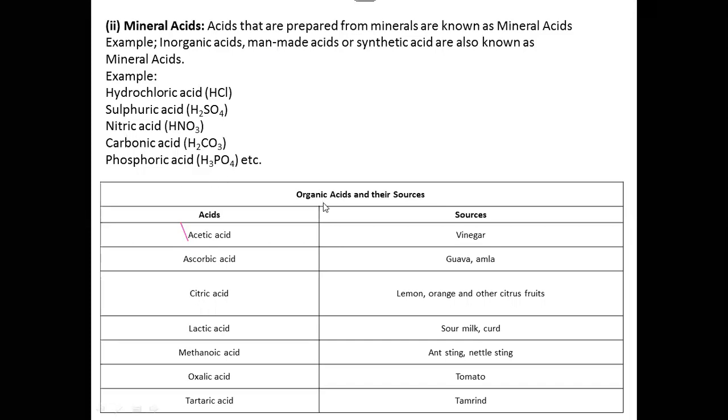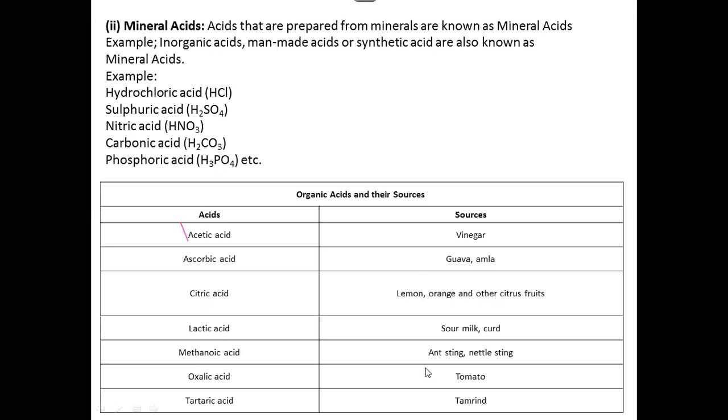Now we will study organic acids and their sources, where these organic acids occur in nature. So acetic acid, it is present in vinegar. So remember these sources. This may be asked in examination. Ascorbic acid, it is present in guava, means Peru. Amla, means avla. Then citric acid, it is present in lemon, orange, and other citrus fruits. Lactic acid, it is present in curd and sour milk, म्हणजे ताक.